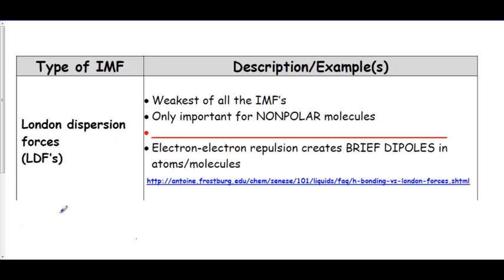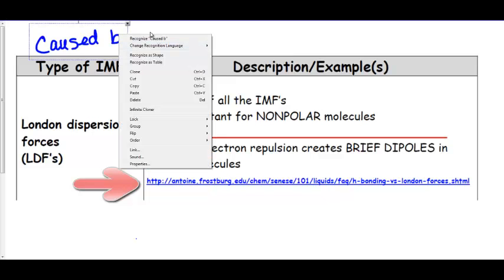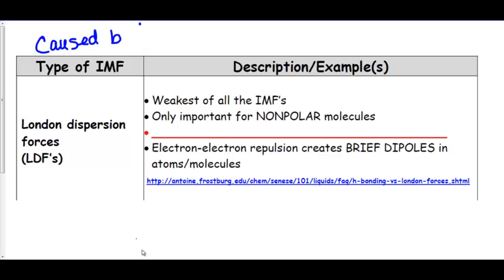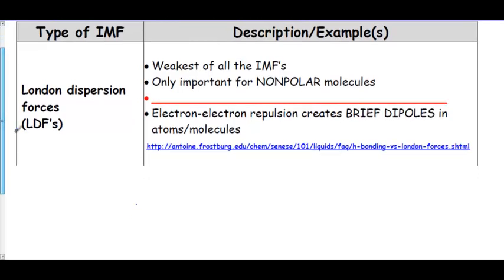So let's look at the first type of IMF, and IMFs are caused by molecular polarity. So it is very important to understand concepts from the previous lesson in order to determine what type of IMF we're going to be looking at. So the first one is called a London dispersion force, or LDF. They're the weakest of all of the IMFs, only important for nonpolar molecules.